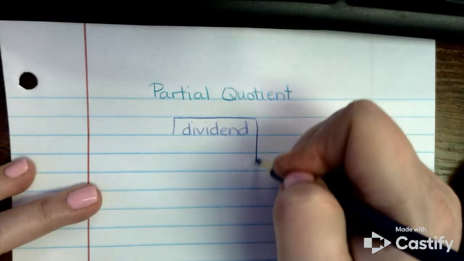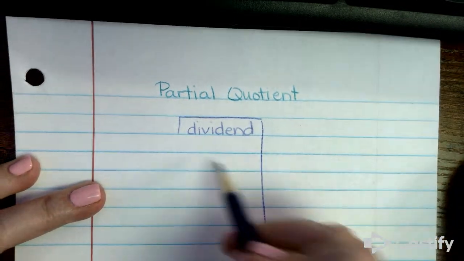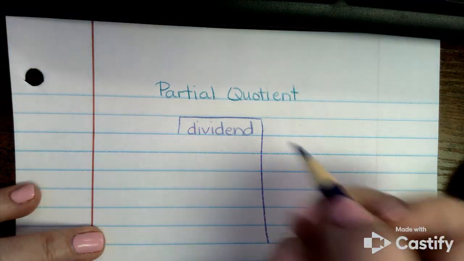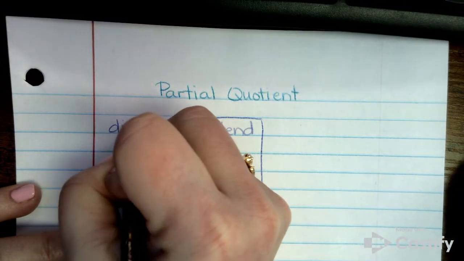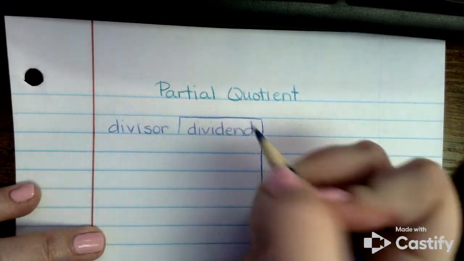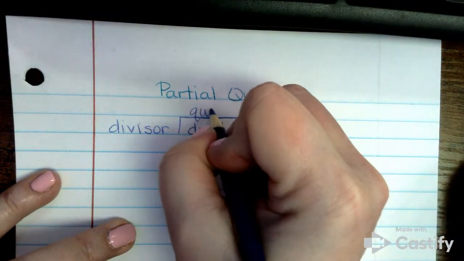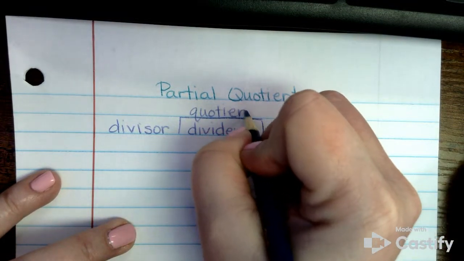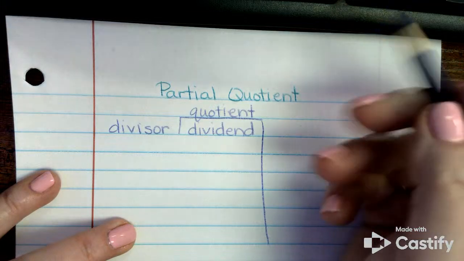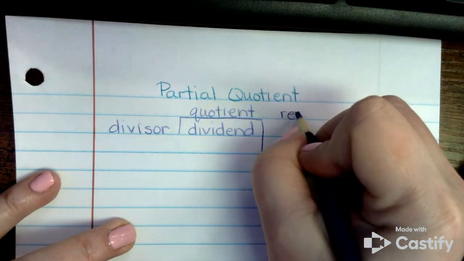You might hear your kids call the partial quotient the big 7 because of how that division box looks. The divisor is the number that we're dividing by. And then the quotient is the answer to a division problem. And sometimes we have a remainder, which is our leftovers.